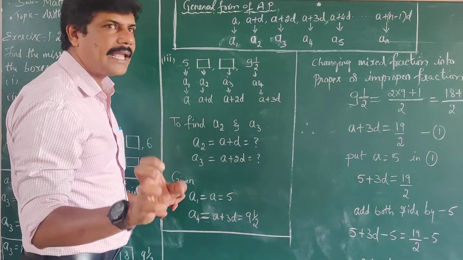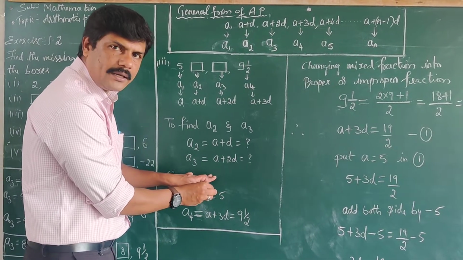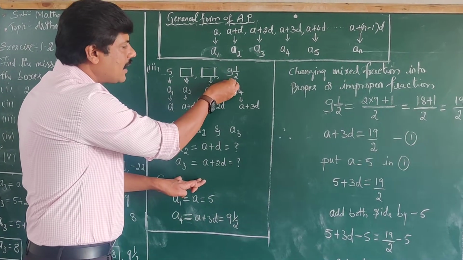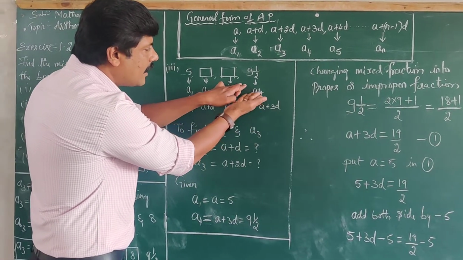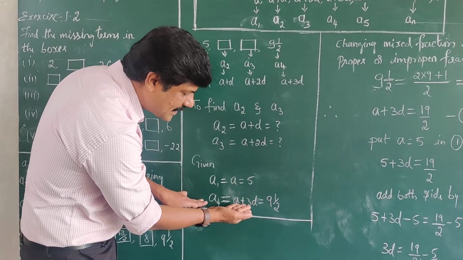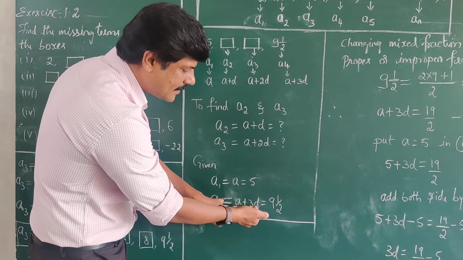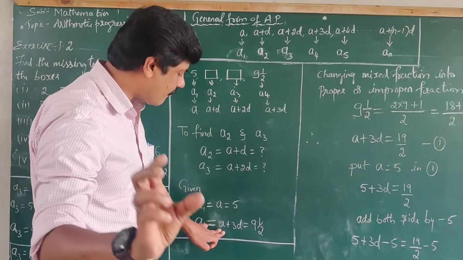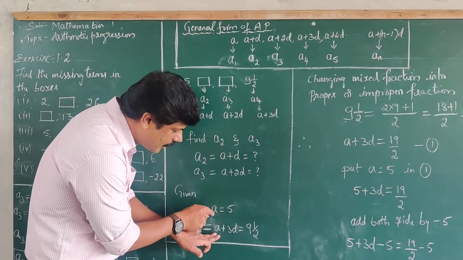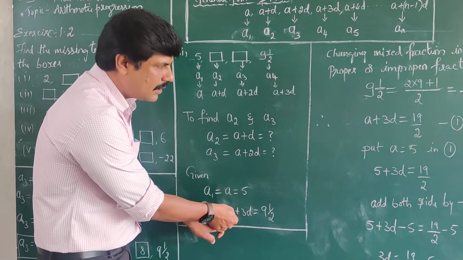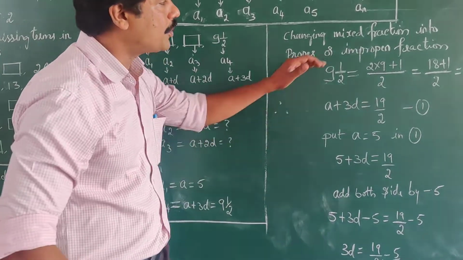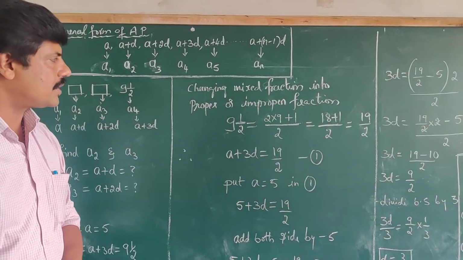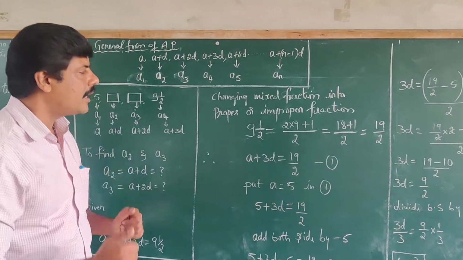So we have the value of A. Just by substituting the value of A into the equation for the term A4, we will get the value of D. What is A4? A4 is nothing but A plus 3D, which is 9.5 here. Now, before I substitute A equals 5 in this equation, first I need to convert the mixed fraction into a proper or improper fraction. So how do you convert the mixed fraction?